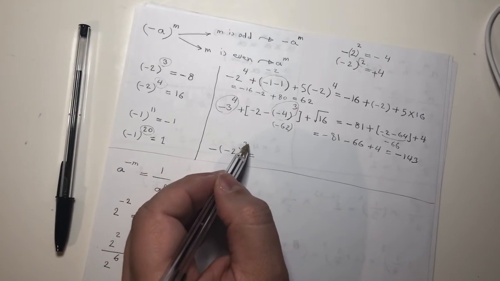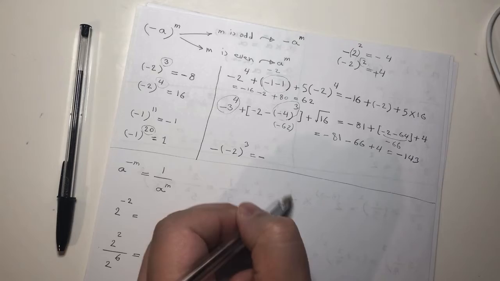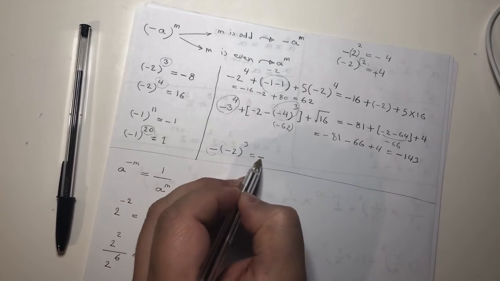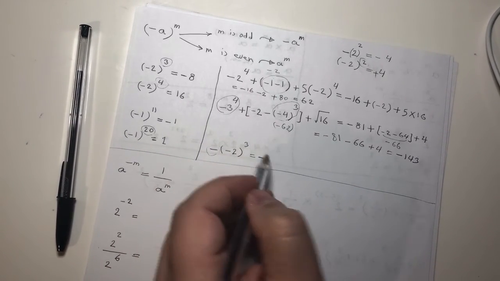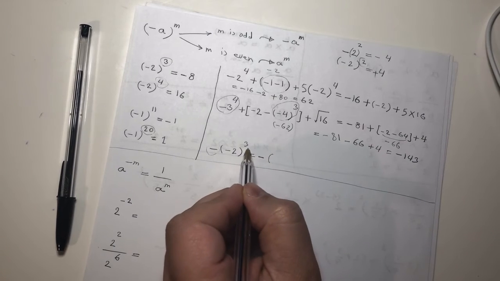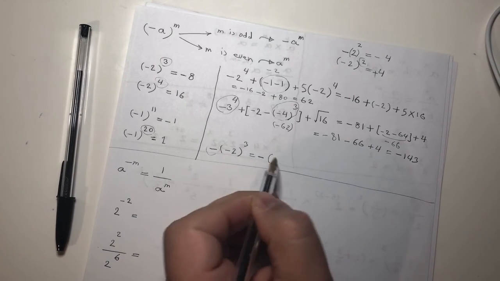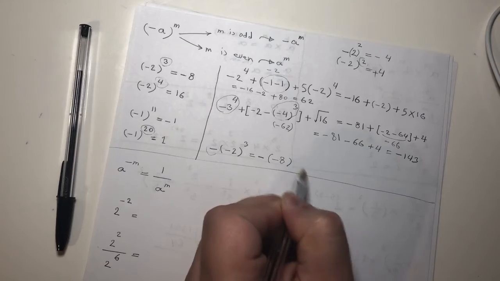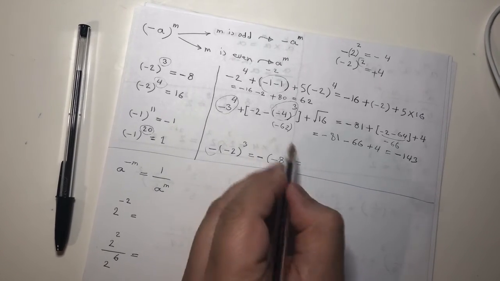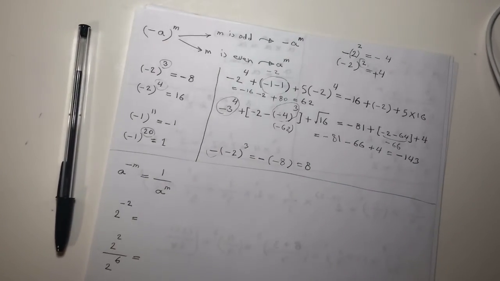How about here? Minus 2 to the power of 3. Okay, I just write this minus here, minus 2 to the power of 3. Because 3 is an odd number, the minus sign survives. The result would be minus 8. Minus minus 8 is plus 8, right?